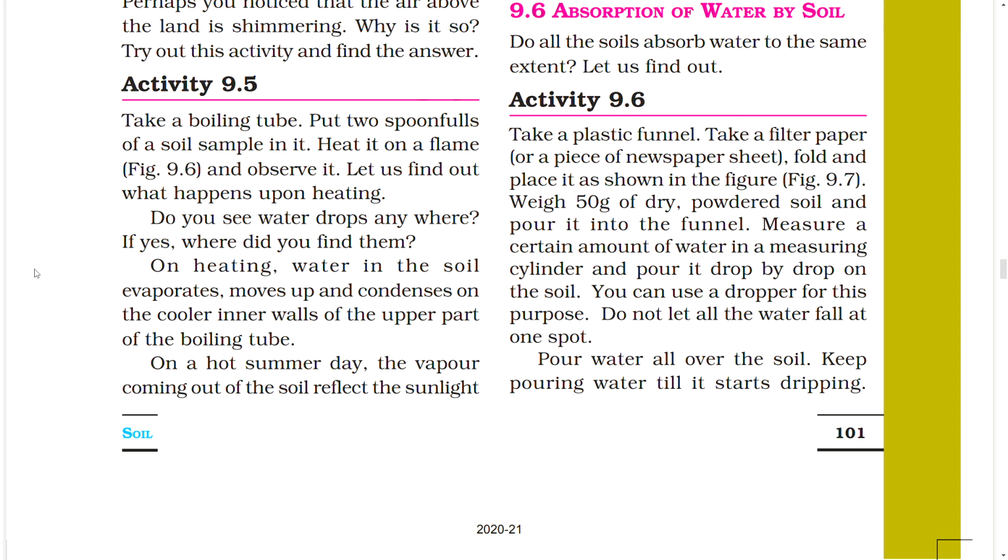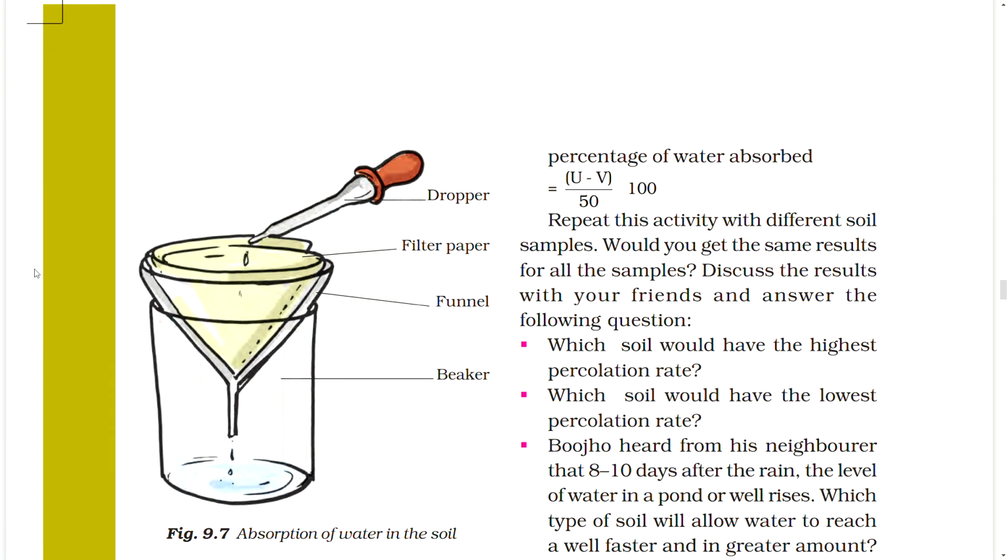Weigh 50 grams of dry powdered soil and pour it into the funnel. Measure a certain amount of water in a measuring cylinder and pour it drop by drop on the soil. You can use a dropper for this purpose. Do not let all the water fall at one spot. Pour water all over the soil, keep pouring water till it starts dripping. Figure: absorption of water in the soil.